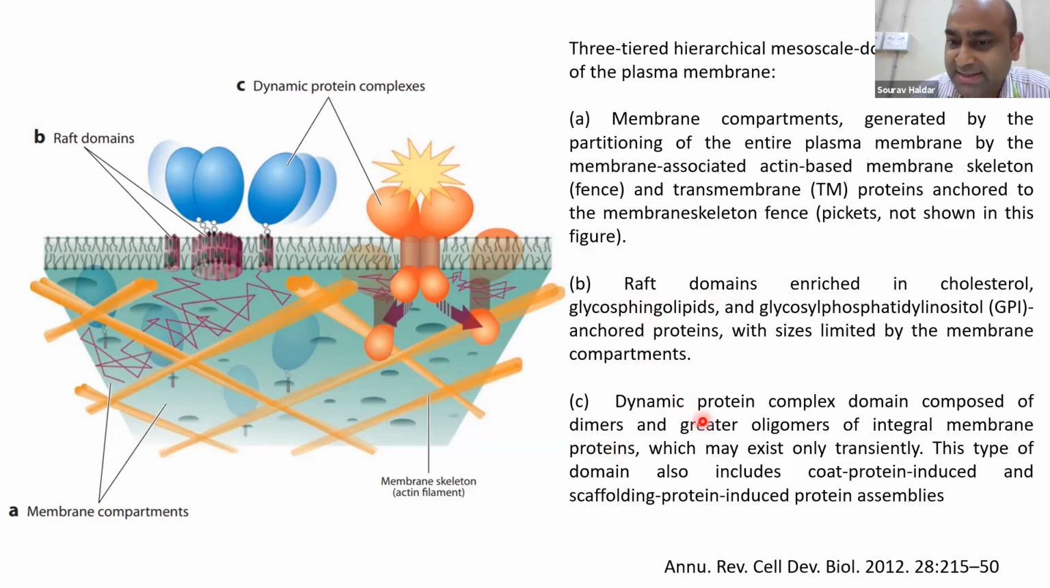And the third is the dynamic protein complex domain composed of dimers and oligomers of integral membrane proteins. The third kind of domain is basically coming up because some proteins dimerize or oligomerize in the plane of the membrane, and when they form a cluster, they bring some lipids along with them, so those lipids are also clustered in the plane of the membrane.